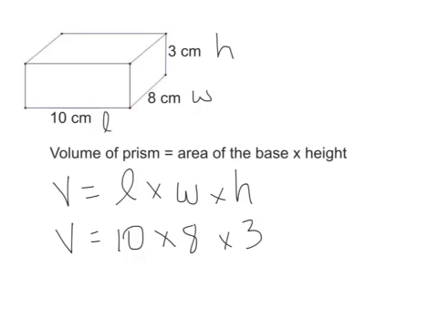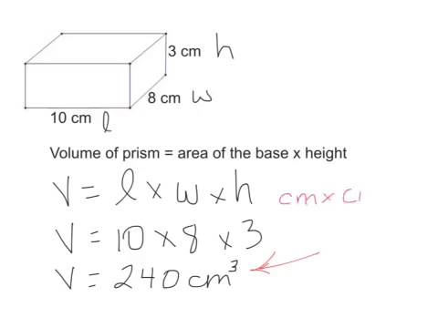So in this particular case, then, volume is going to be equal to 10 times 8 times 3, or 240 centimeters cubed. Now this is cubed because we are multiplying three dimensions: centimeters times centimeters times centimeters. And the easiest way to write that then is centimeters cubed.